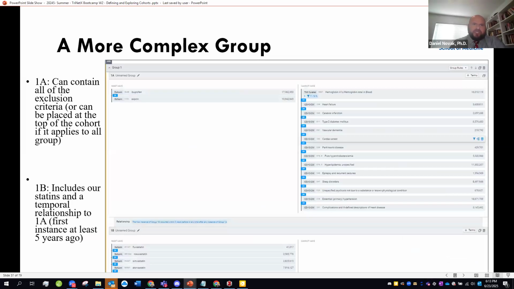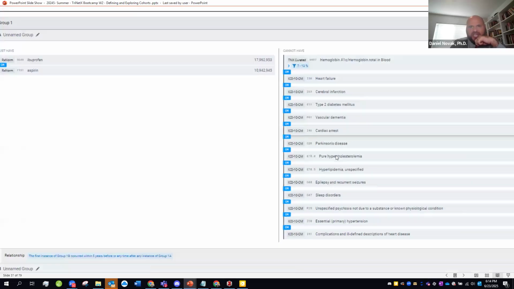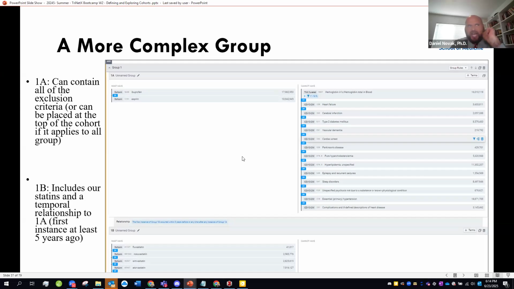in the related groups. And again, this is kind of how mine is set up. We have 1A can contain all of the exclusion criteria. In here, you can just stack them all up so that in this case, you have your people getting ibuprofen. In an old version, I was using ibuprofen and aspirin, and they never during that time frame had any of these features. Later on, I chose to just categorically exclude these features: Parkinson's, cardiac arrest, vascular dementia, any of those different confounders. I just booted them all out.